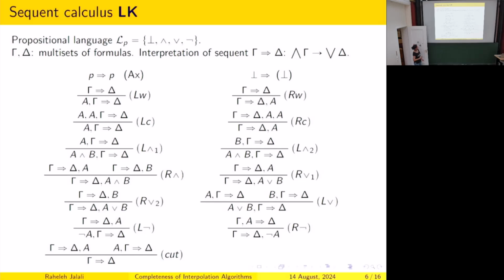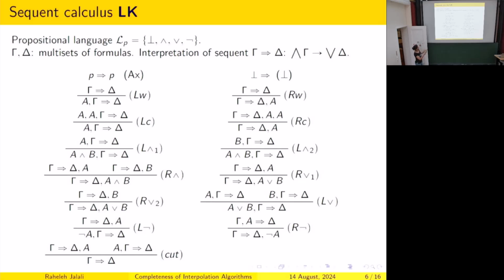Gamma and delta everywhere here, they mean multisets of formulas, meaning that the order does not matter, but the repetition of formulas matters. And a sequent is an expression of this form, gamma double arrow delta, which means the interpretation of this sequent is the conjunction of formulas in gamma implies the disjunction of formulas in delta.